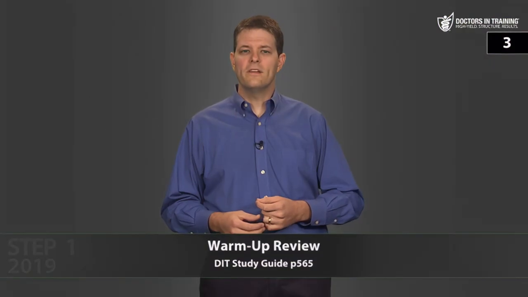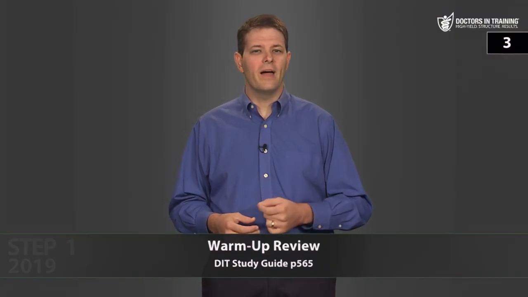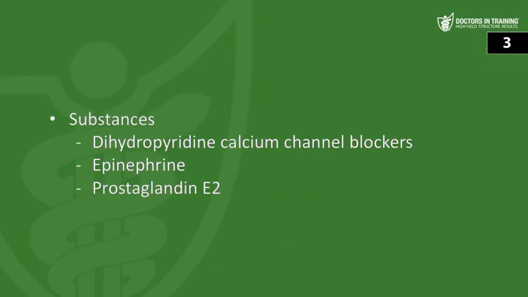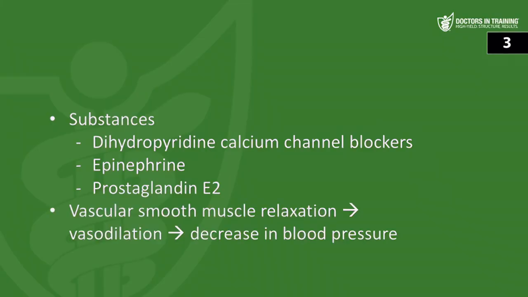The last one. What substances act on smooth muscle myosin light chain kinase, and how do these affect blood pressure? So the three substances we discussed are dihydropyridine calcium channel blockers, epinephrine, acting at the beta-2 receptors, and prostaglandin E2. And then all these affect blood pressure by lowering blood pressure. Even epinephrine, when it acts at beta-2 receptors, that causes vasodilation.